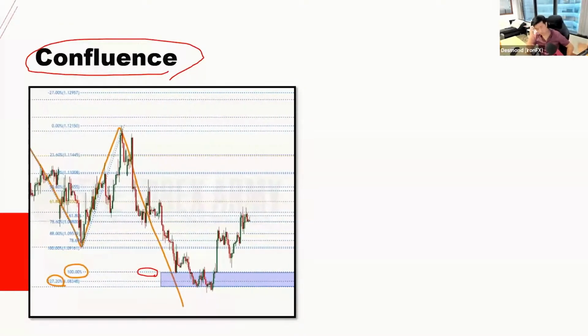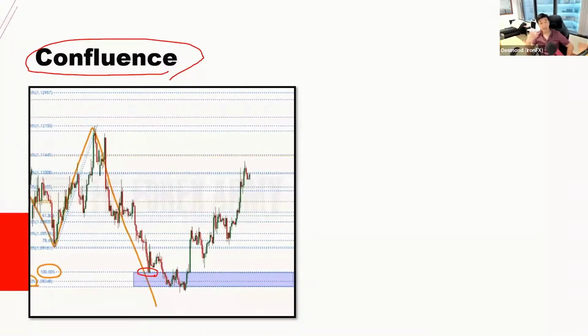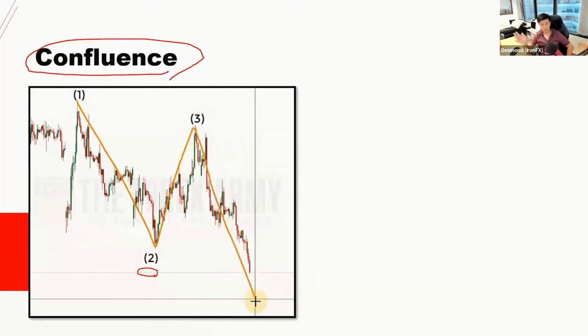If you know how to master Fibonacci well, it will really help you when you're finding confluence. When finding reversals, it's very effective, less effective in finding breakouts.